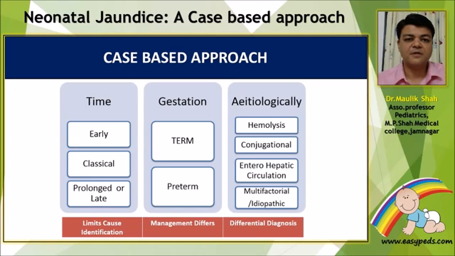This helps us, for example, looking at time gives us limitations to limit the cause of the particular jaundice and identify it. When we look at the gestation, it helps us from a management point of view, simply because the term and the preterm jaundice need a separate set of management, or their cutoff lines are different when we plot them for the graph. Etiologically speaking, if we classify them into different categories, then the differential diagnosis will be much easier.